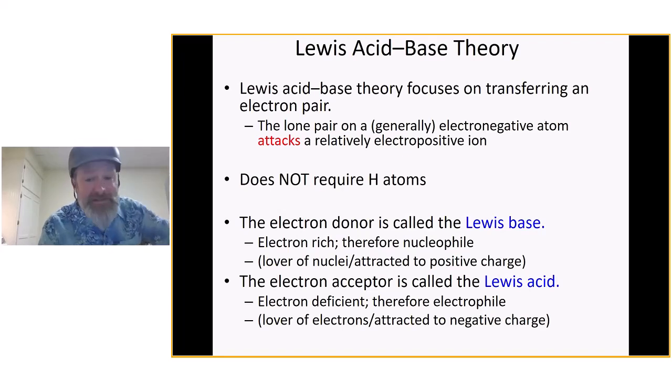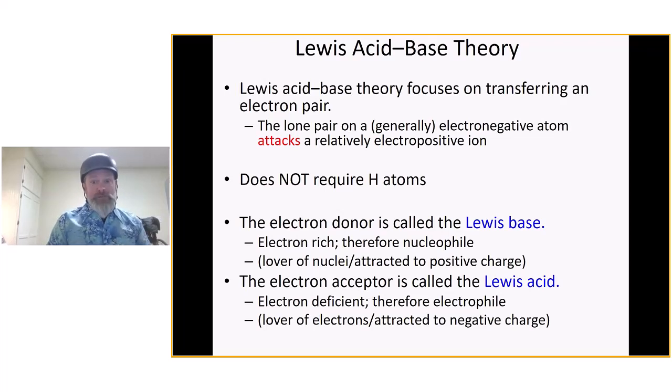The electron acceptor, the thing that is getting that lone pair donated to it in theory, is called the Lewis acid. That is an electron deficient molecule or atom, and therefore it is an electrophile. It lacks electrons because it doesn't have enough of them. It has a partial positive charge. Lover of electrons, attracted to negative charge.